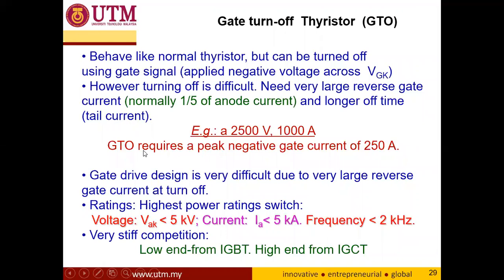But actually, turning off this GTO is also not very easy, because normally it requires one over five of the anode-cathode current. For example, if the current flowing inside the power circuit is 1 kiloampere, then turning off the GTO requires a negative current of one fifth of this 1000, which is 250 ampere, which is not very easy to generate.